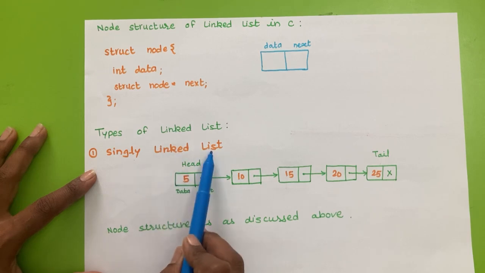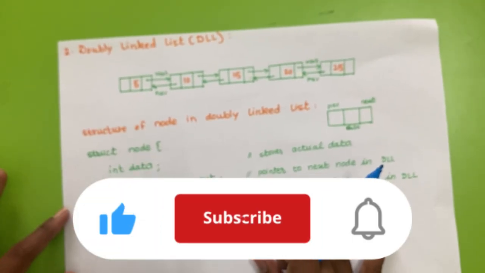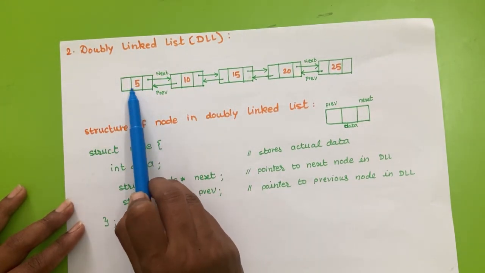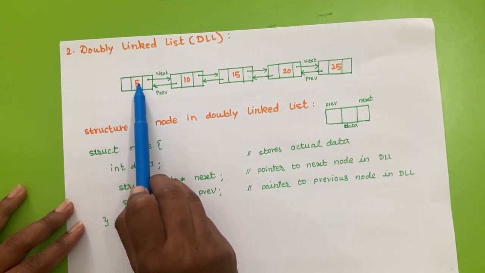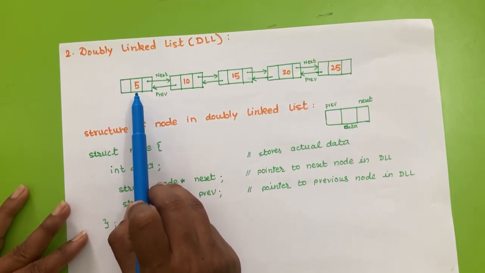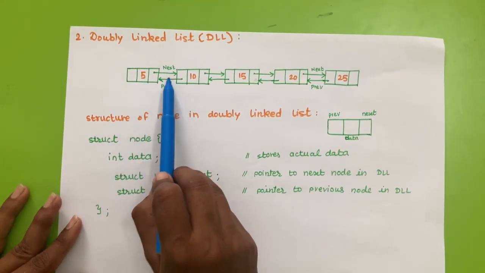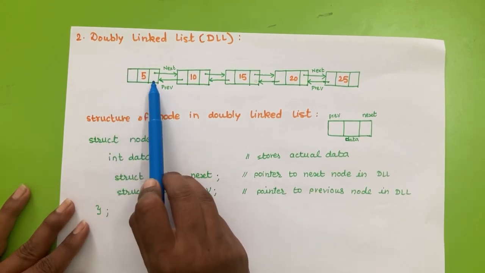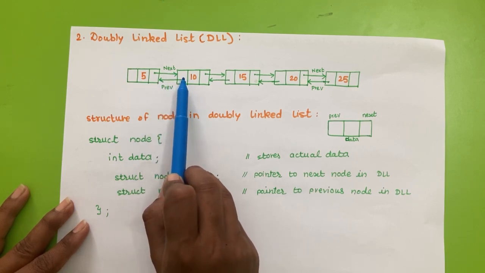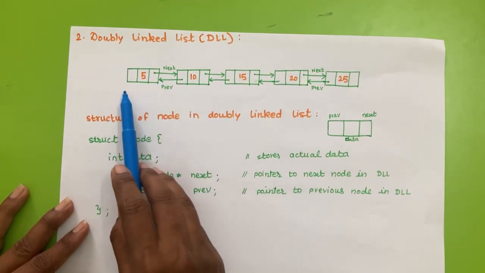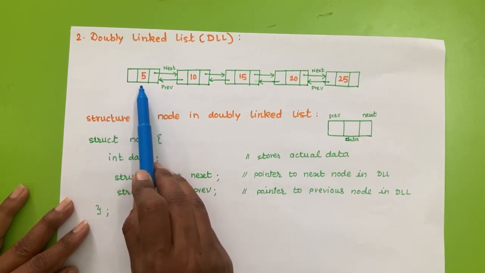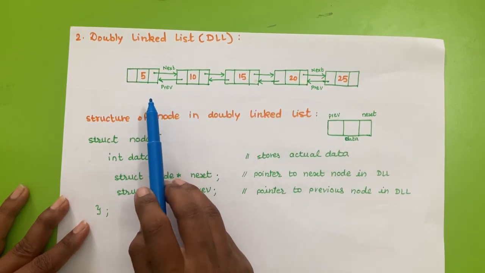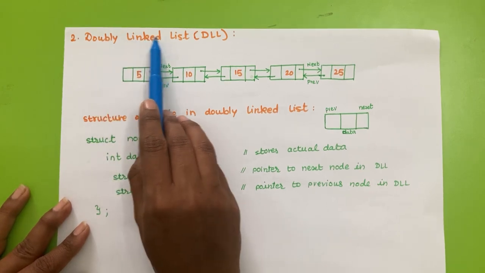So this is the node structure of a node in the singly linked list. Now the next type of linked list is the doubly linked list. In a doubly linked list, we have two pointer fields and one data field to store data. One field stores the address of the previous node, and the second stores the address of the next node in the linked list. So in this doubly linked list, we can traverse the linked list in both directions. That's why the name is given as doubly linked list.